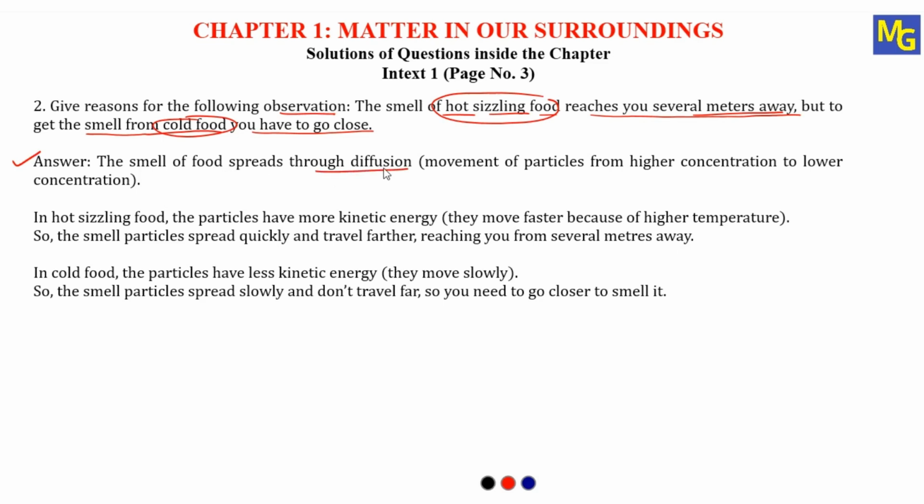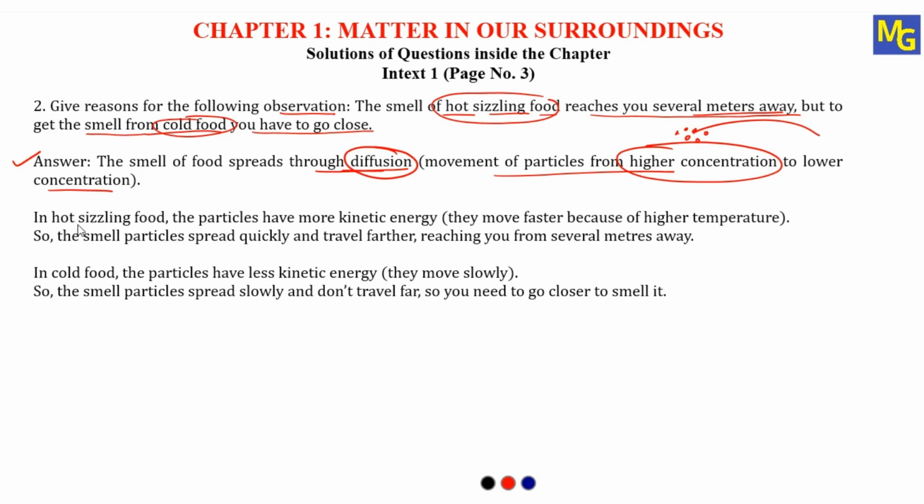Remember, the smell always means what? It contains those particles of that food. And these particles should undergo diffusion, meaning they should move from higher concentration to lower concentration. If you are cooking food in a kitchen, then the kitchen will have the higher concentration of those food particles. These food particles should move from the kitchen to the hall or to the other room. That is called diffusion. And if they move, then only we can feel that smell. You can get the smell in the hall also. This is the main thing.